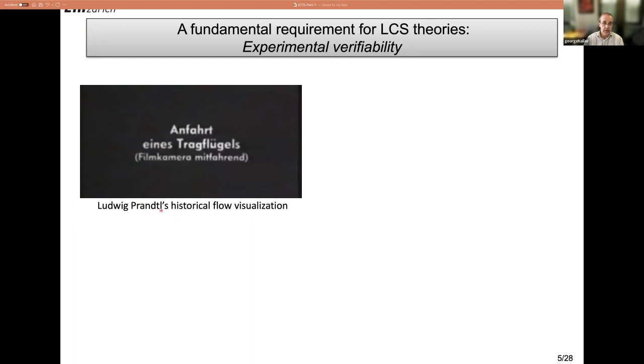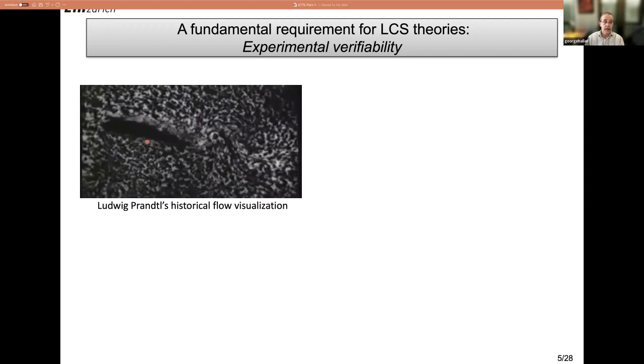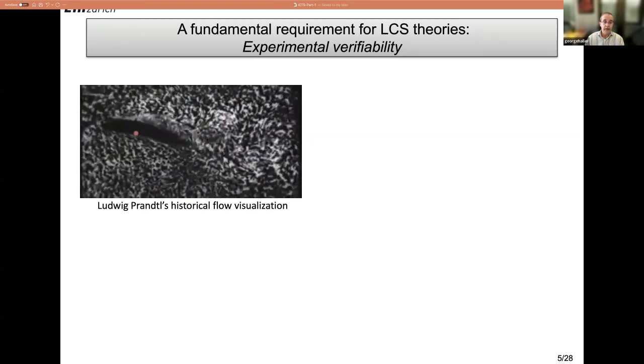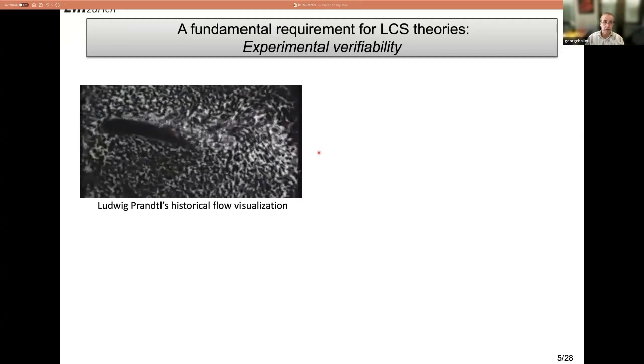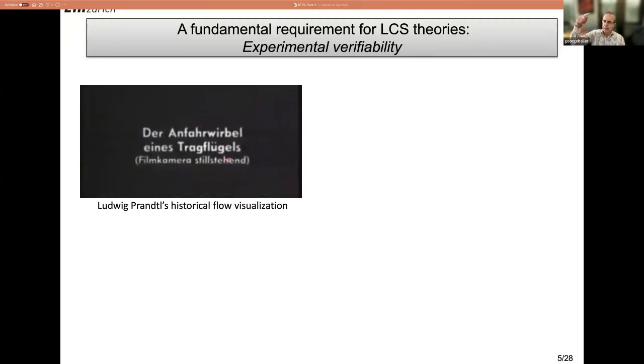And what sort of tools do we have for experimental verification? This is Ludwig Prandtl's historical flow visualization, where he first did this. With this movie, he basically established the whole area of flow visualization, where you see structures near an airfoil, in a camera that's moving with the airfoil. So these vortices are being shed and they disappear out of view. I think he used aluminum foil, so these are material particles that visualize that.